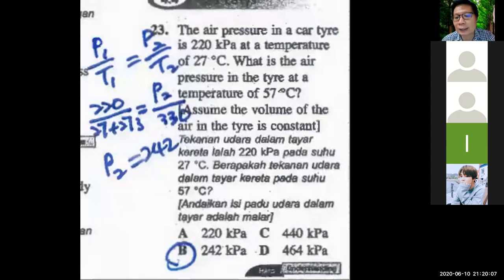P1 over T1, this is what law? Kailin Yao? Pressure law. Pressure law, the last one, pressure law. Okay? Pressure law.